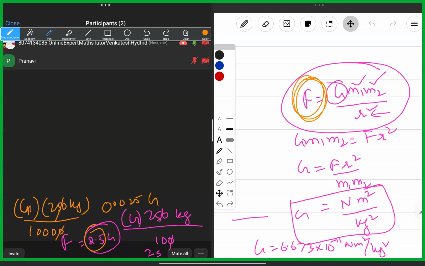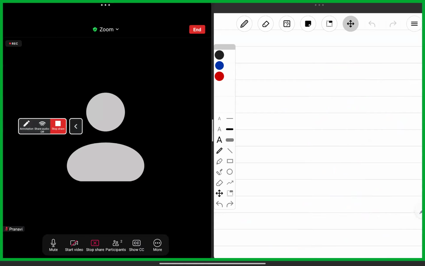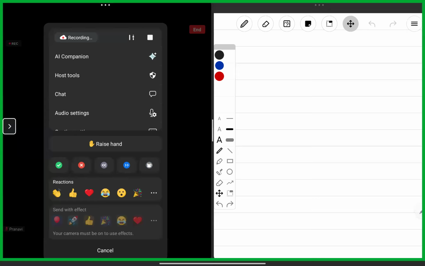There is one thing, Pranavi. How can we define this universal gravitational constant? Sir, I think it's there in the printed notes. So it's there. Once I open it, we'll make all the values equal to 1 and look at it.